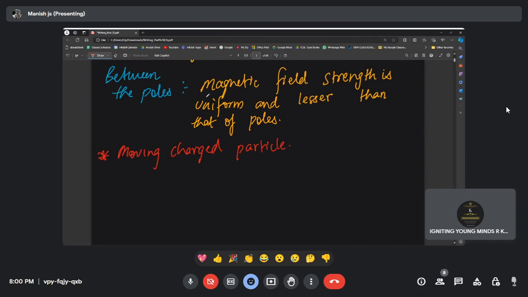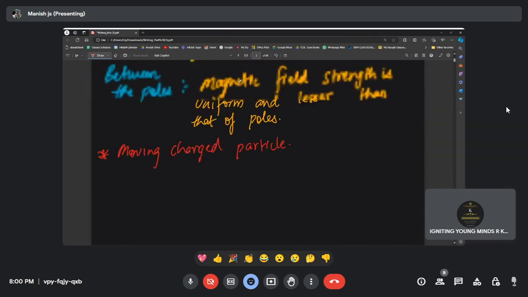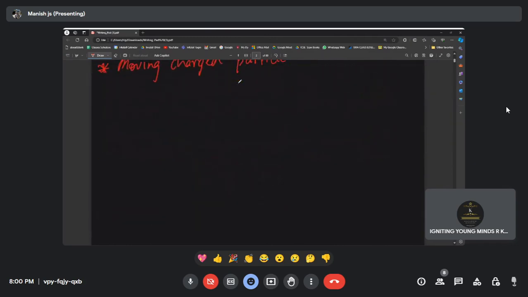So we have learned about three different sources. Now we are moving on to the next part. So far we have learned about magnetic field, different sources, and the rule we have used, that is the right hand thumb rule. Now we move further. Next, we'll try to understand what is the force on a charged particle.